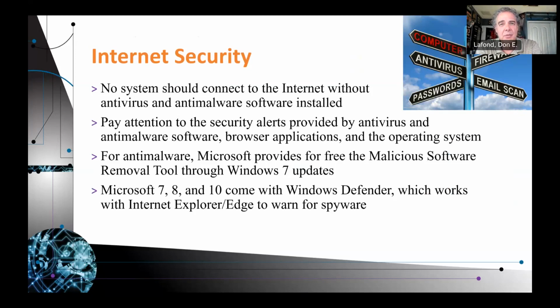Windows 7, 8, and 10 come with Windows Defender. Windows 11 doesn't call it Windows Defender anymore. It's found through Windows Security features. It's called Virus and Internet Protection instead of Windows Defender.